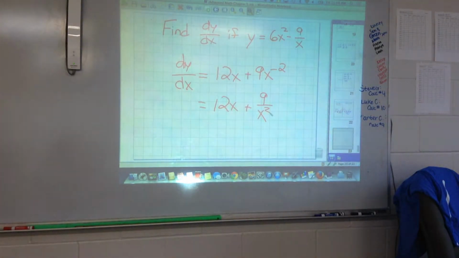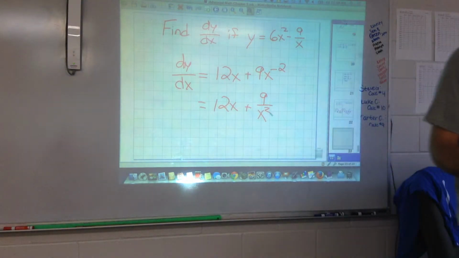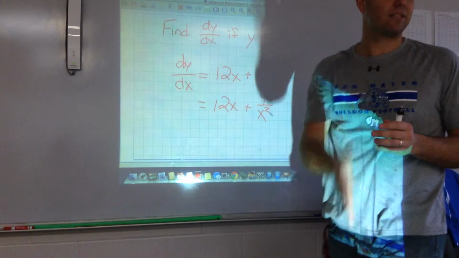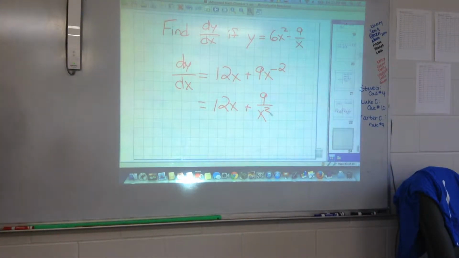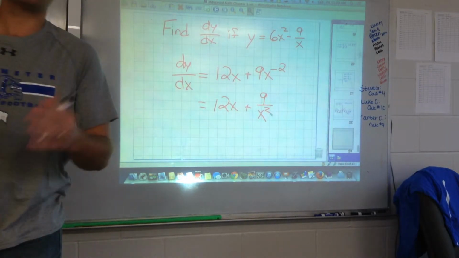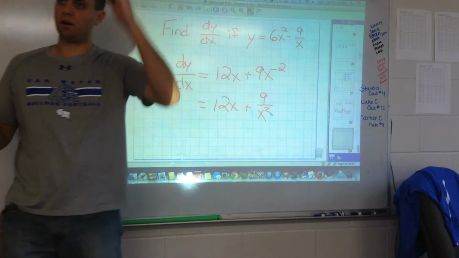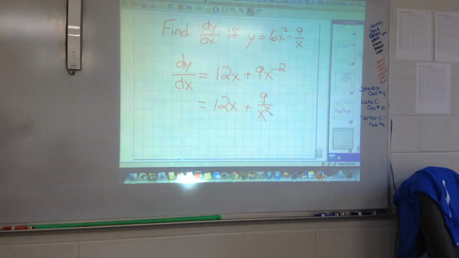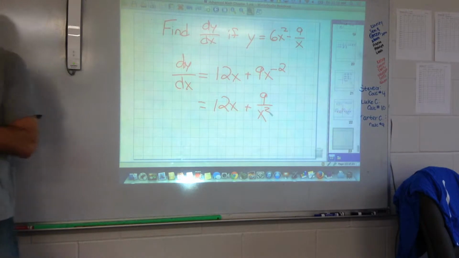Well, unfortunately, not every function can be written as an explicit function. Circles, ellipses, crazy shapes that are not functions because they don't pass the vertical line test cannot be written where y is by itself. So you can't write every function as y equals. But there's still got to be a way to find the instantaneous slope on the edge of a circle, or the slope of a tangent line somewhere on the circle. So that's what implicit differentiation is going to help us to be able to do.